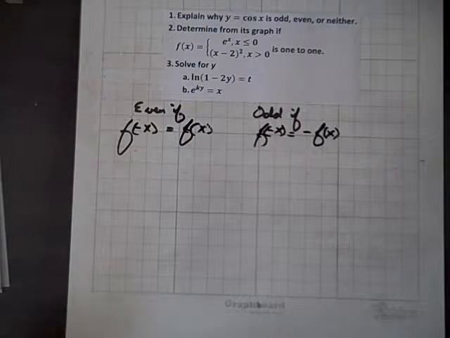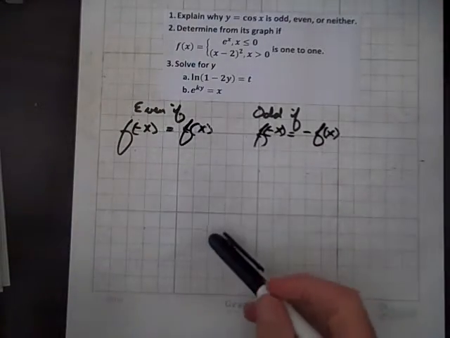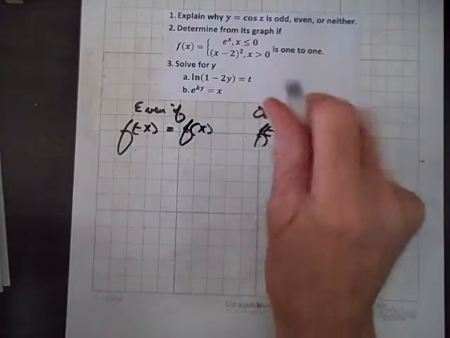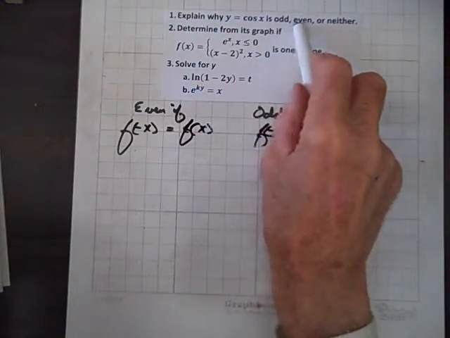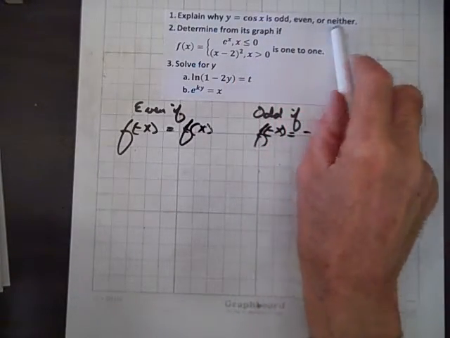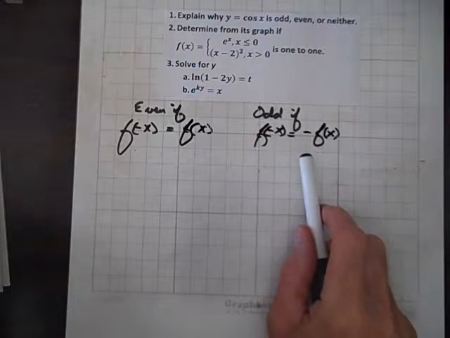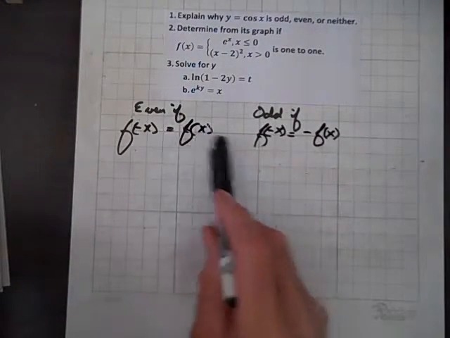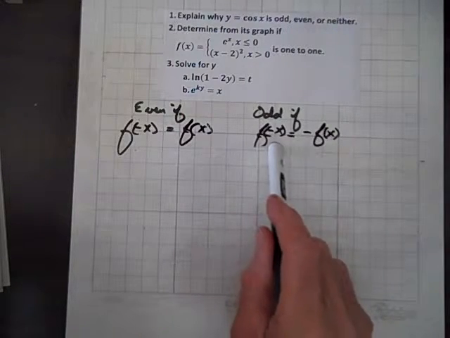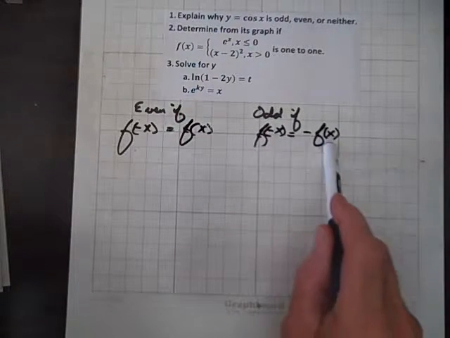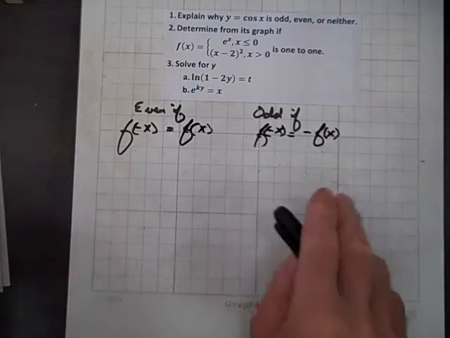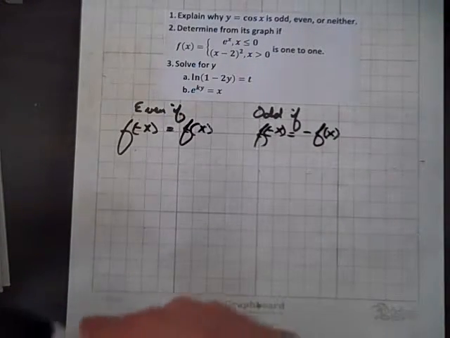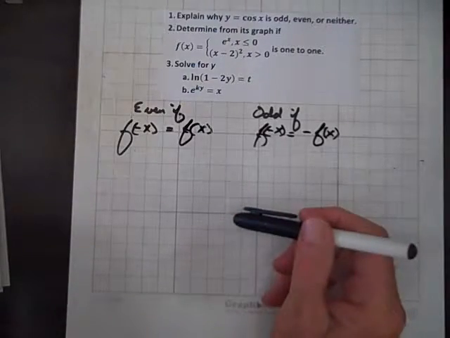Well, at the moment, our task is to determine if y equals cosine of x is odd, even, or neither. A function is even if f of negative x equals f of x. It's odd if f of negative x equals negative times f of x. And if neither of these conditions is satisfied, then the function is neither odd nor even.